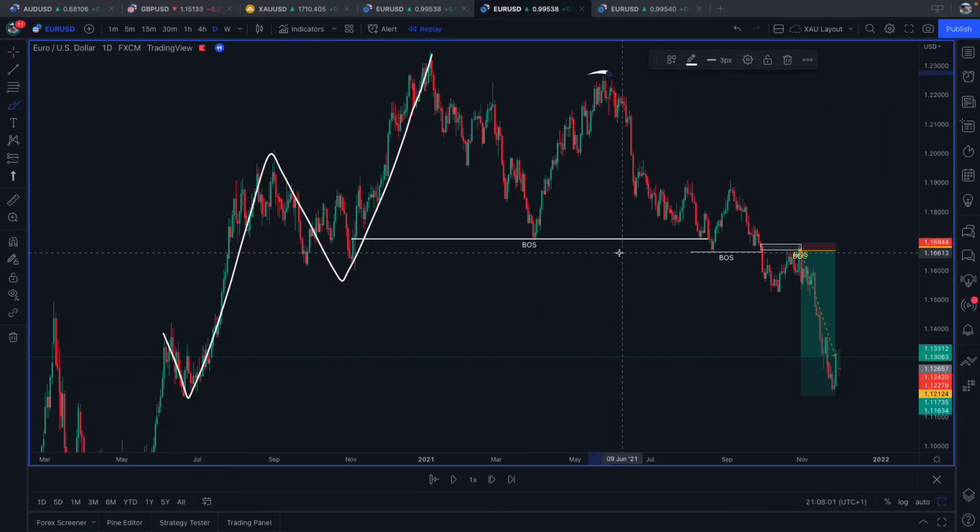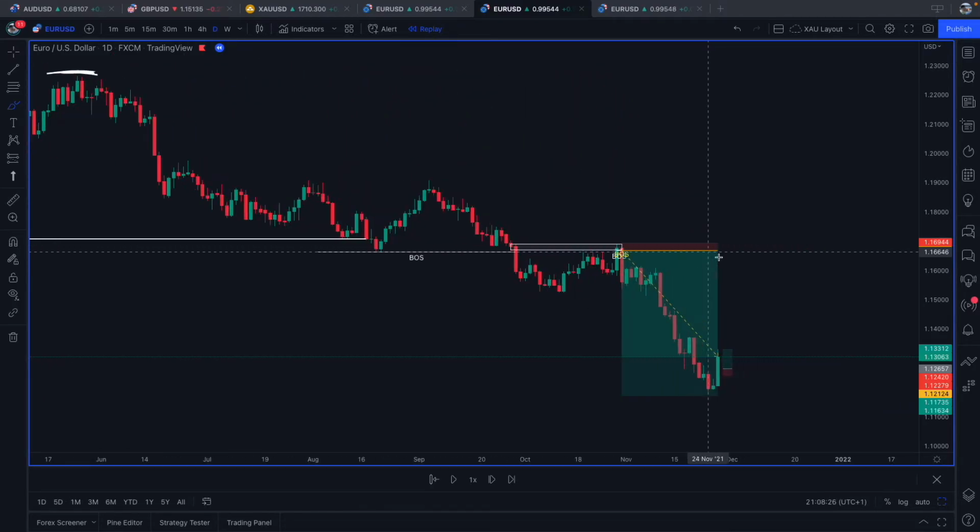What then follows is a break of structure or a break in the neckline, as this is seen as a protected low. We then see price come lower than this, as we can see here. This is the confirmation that price is in fact ready to move bearish. So moving forward, we now know, okay, price has delivered us the confirmation we need. Price is going to move bearish now. We need to look for an entry point.